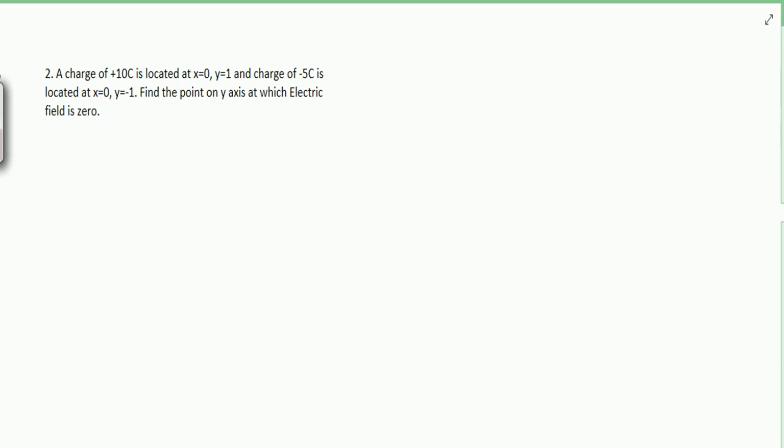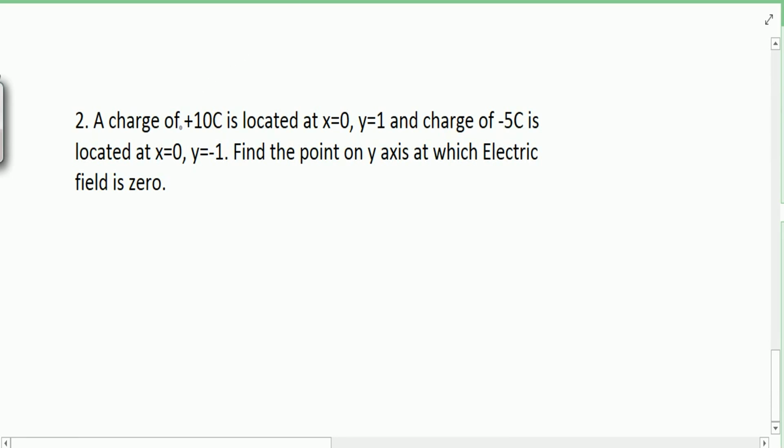Now see another question. A charge of plus 10 coulomb is located at these coordinates, and a charge of minus 5 coulomb is located at these coordinates, x equal to 0, y equal to minus 1. Find the point on the y-axis at which the electric field is 0.